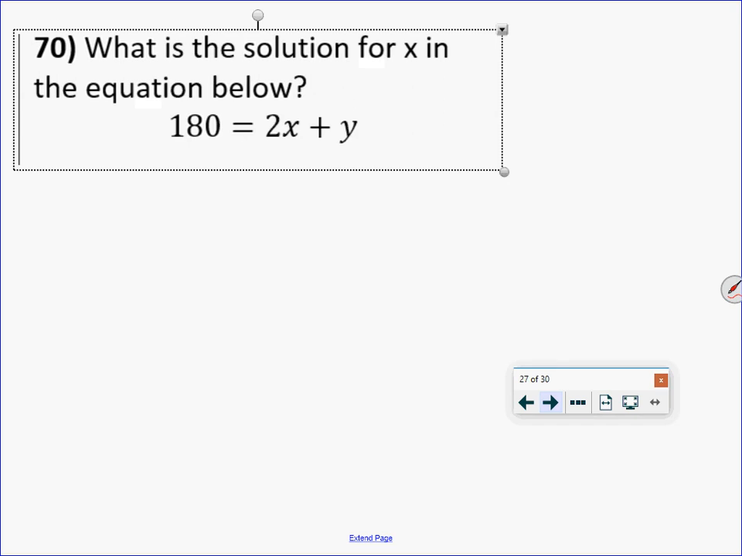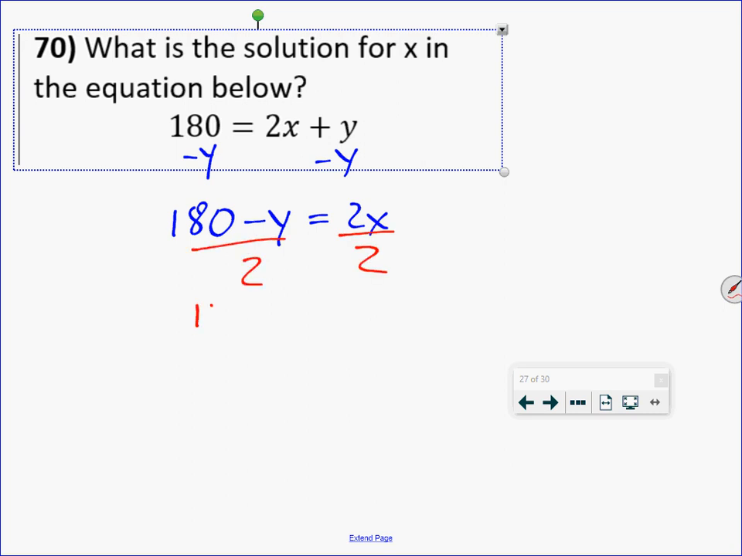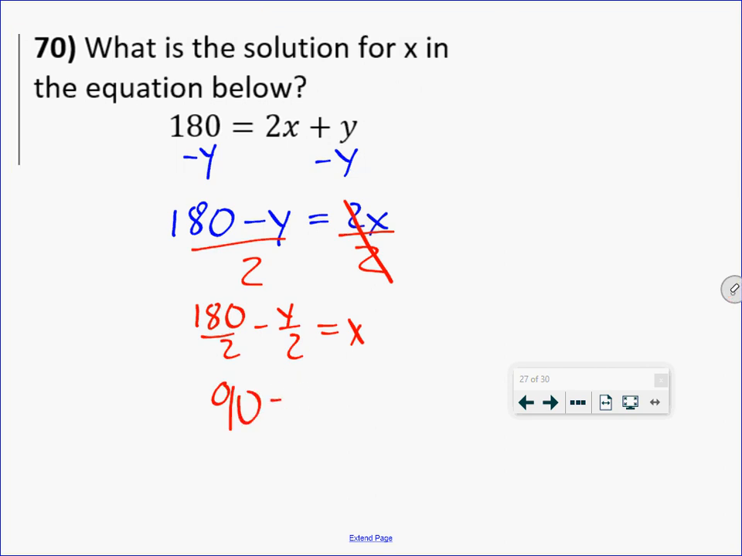All right, same type of thing. We'll solve the equation for x below. Subtract y from both sides. 180 minus y equals 2x. And I would divide both sides by 2. There's two different ways you could write this. You could either leave it like that, x equals 180 minus y over 2, or you could split it into the two pieces and go 90 minus y over 2 equals x. These both say the same thing.